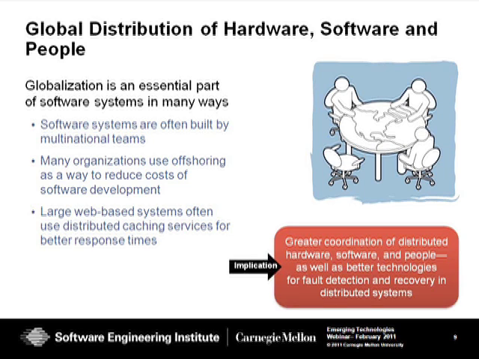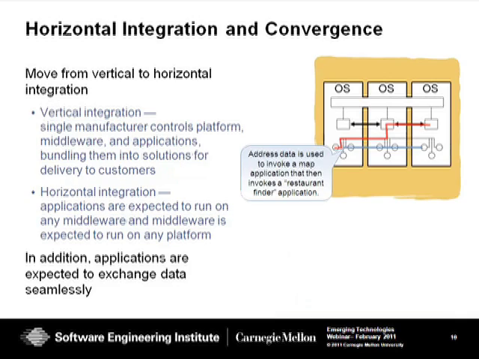So the implication that this global distribution has for systems, the first one is more of a people implication, which is that you have to have greater coordination, not only of people, but of distributed hardware and software. And from a technical point of view, the implication is that we need to find better technologies for things such as fault detection and recovery in highly distributed systems, because parts of our system are going to be often beyond our control.